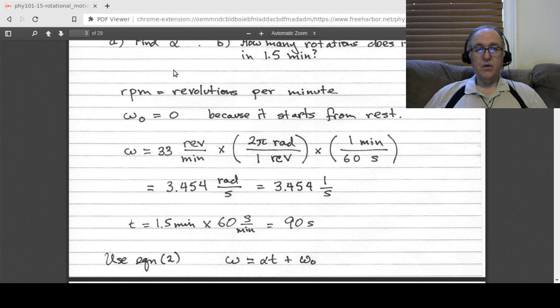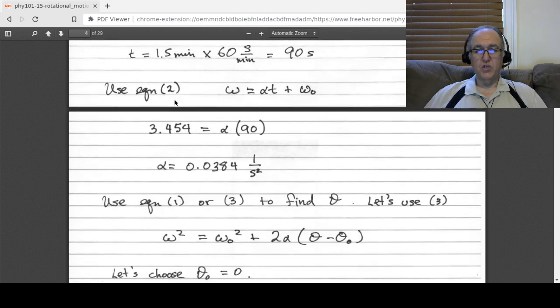Okay, and I'm asking you to find alpha. You say, well, how do I find alpha? Well, you could choose equation 2. Looks like it's the easiest one to use here. So omega is equal to alpha t plus omega naught. The final omega we found to be 3.454 is equal to alpha times 90. And so that gives you an alpha of 0.0384 per second squared. And that answers question A.